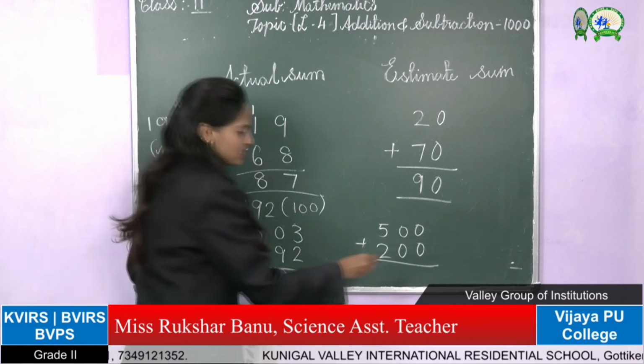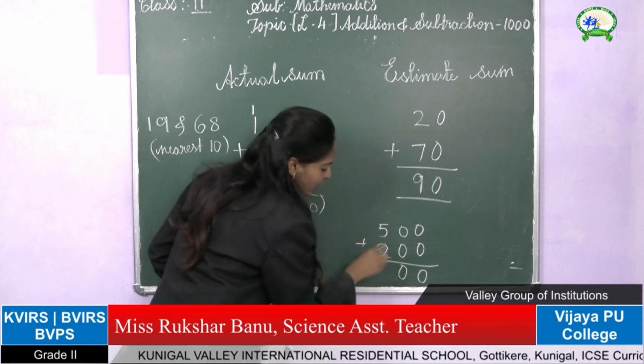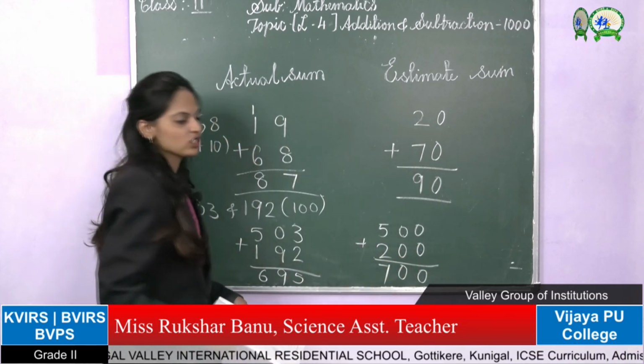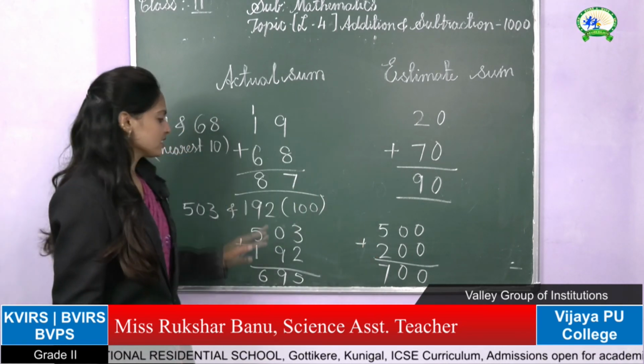Again we have to add this. 0 plus 0, 0. 0 plus 0, 0 and 5 plus 2 is 7. Okay children, is it clear? So this is the estimate sum and this is the actual sum.